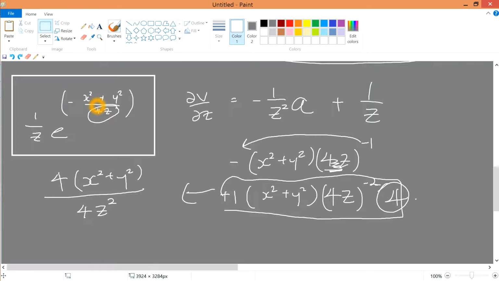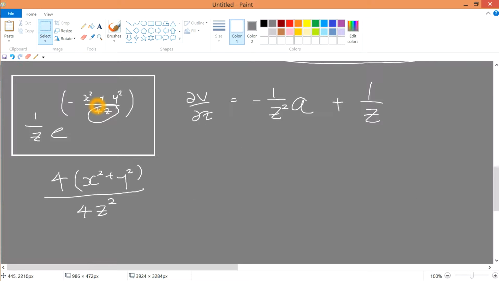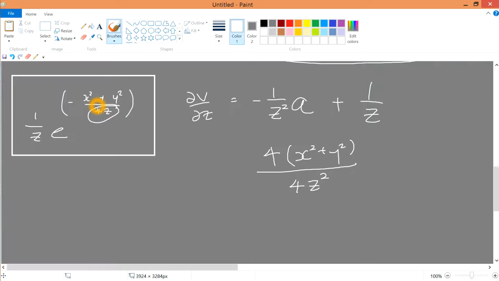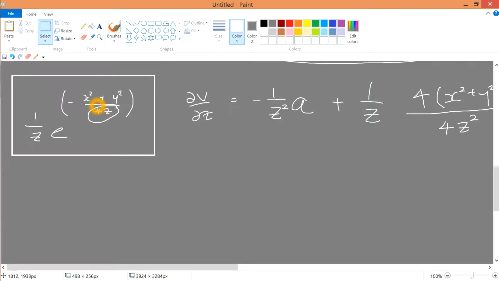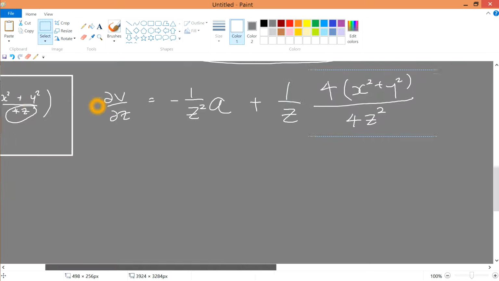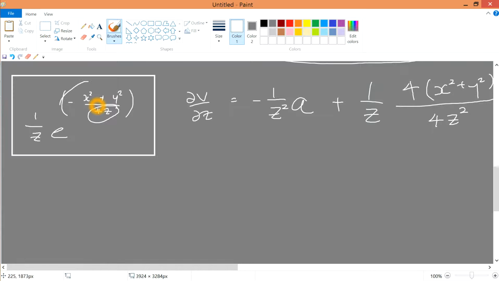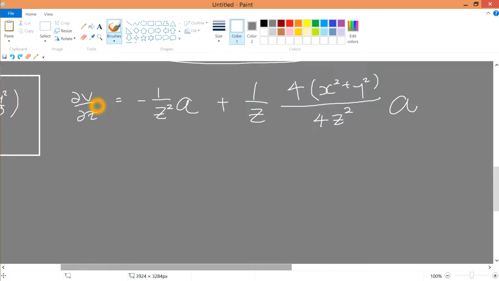Z squared, and then I'll just clear this up a little bit. I bring this over here. Sorry. Yes. Wouldn't it be nice? And then don't forget the a, because when you differentiate any exponential, the terms over here will always stay that. It will always stay here. Okay, it will not change at all. So therefore we have this thing.